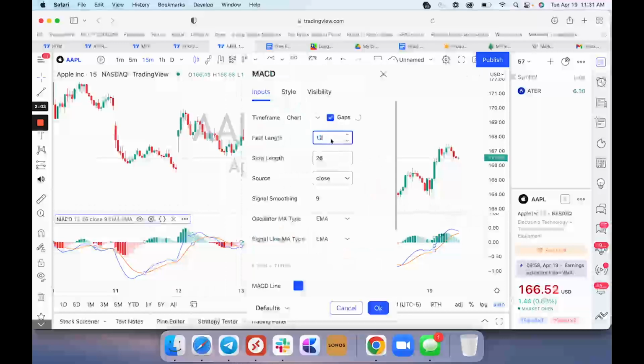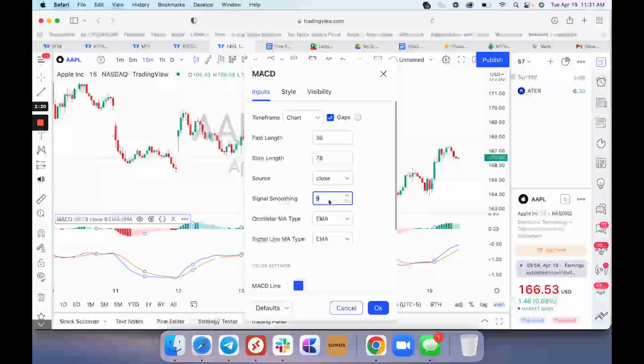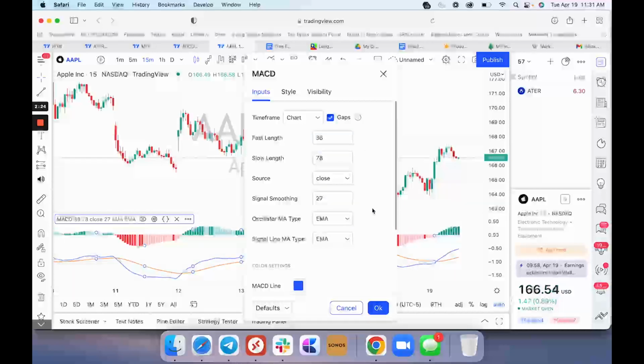Let's triple the settings on the MACD. Let's go 36. And then 26 times 3 is 72. Nope, it's not 72. 26 times 3 is 3 times 20 is 60, that would be 78. Okay, there we go. And then 9 times 3 is 27. So 36, 78, and 27.